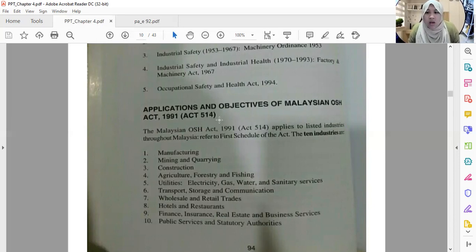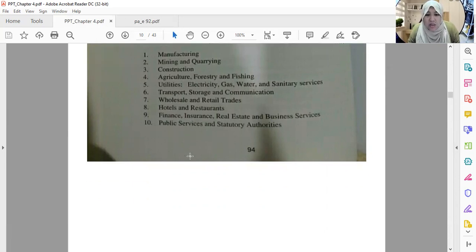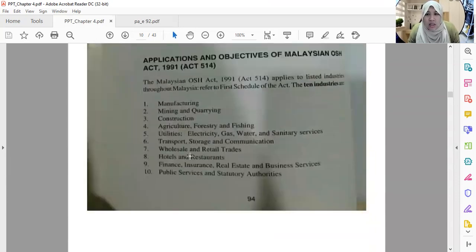Okay, so there are 10 industries, which are manufacturing, mining and quarrying, and then we have construction. We have agriculture, forestry, and fishing. And then we have utilities, electricity, gas, water, and sanitary services. We have transport, storage, and communication, wholesale and retail trades. And then we have hotel and restaurant, we have finance, insurance, real estate and business services, and public services and statutory authorities. Okay, so this is the kind of industry that is in the first schedule of the Act.